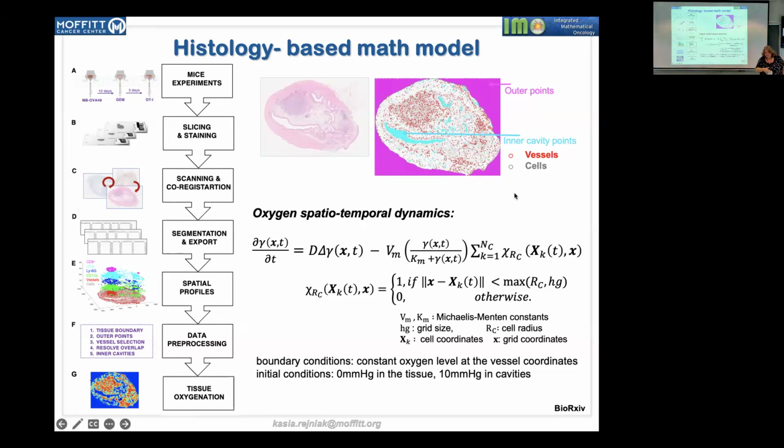Because we are off lattice, we just have to make sure that we only uptake where the cells are located, or within the cell area. That's what those indicator functions come from. Then for the vessels, we treat them as the boundary conditions. So we will input the oxygen level in those points, the same level throughout the simulation. So we don't model the flow, or changes in the flow, in the vessels.